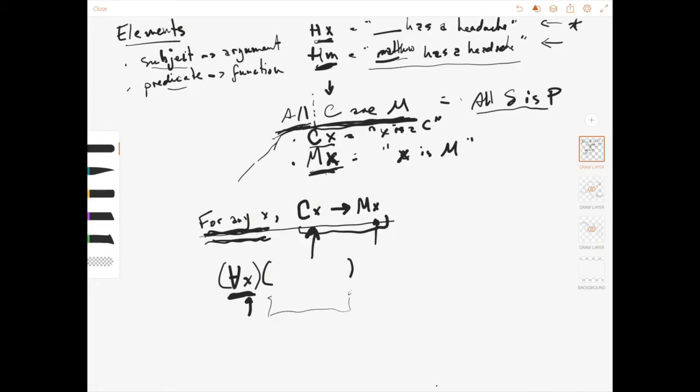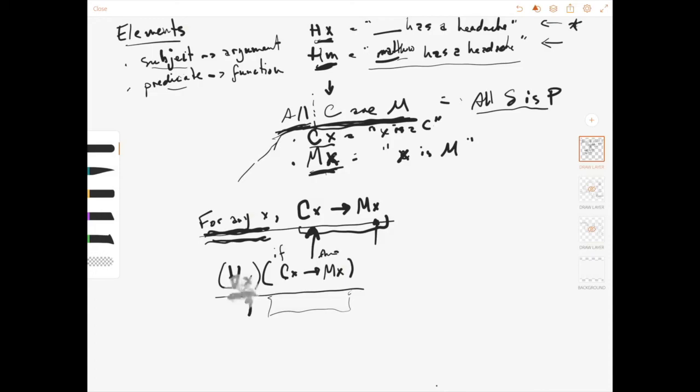And what do we put in here? We put C of x implies M of x. So now let's read this whole thing and see what it means. The upside down A stands for the same thing as for any, and here's our variable x. So for any x, if x is a C, so that's where the if of the material implication comes in, then x is an M.